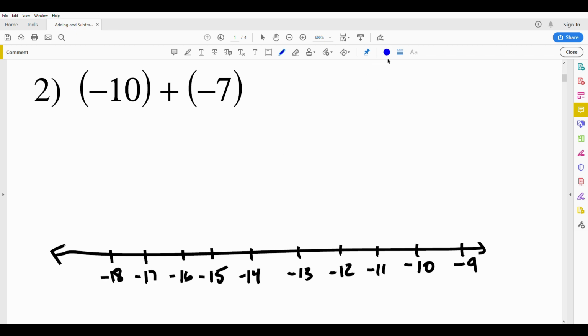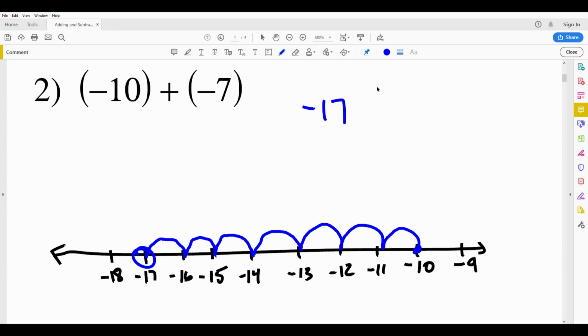So in this case, we're starting at negative 10, and we're going to be adding negative 7. So starting at negative 10 and adding negative 7, we're not adding a positive, so we're not moving to the right on our number line, but instead we're moving to the left. So we're going to move to the left 7. So 1, 2, 3, 4, 5, 6, 7. So negative 10 plus a negative 7 is equal to a negative 17.